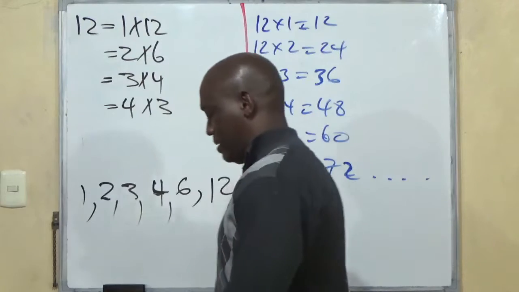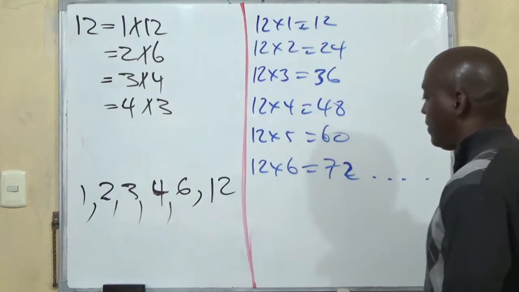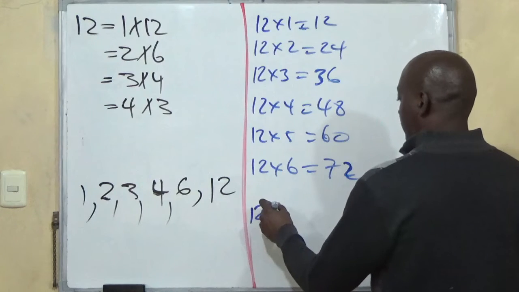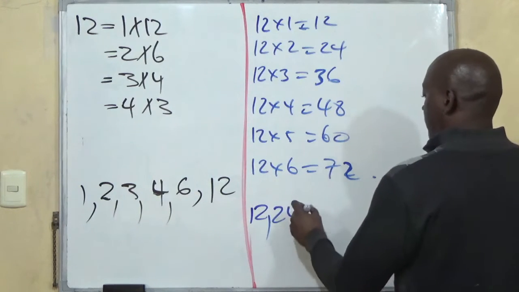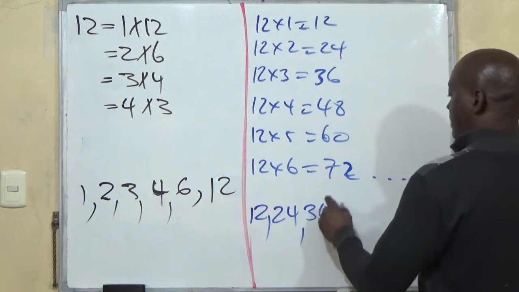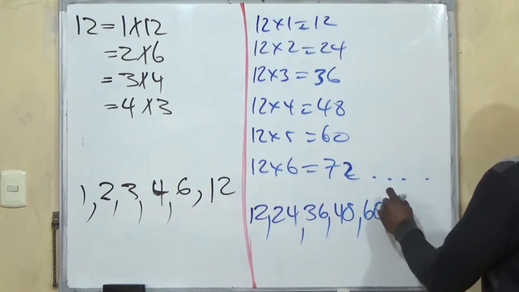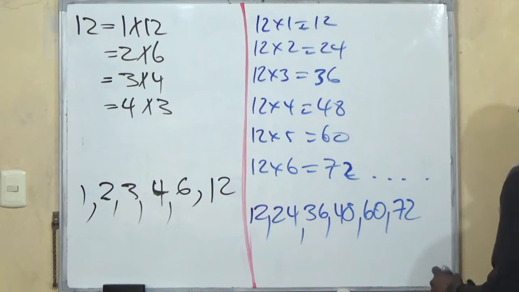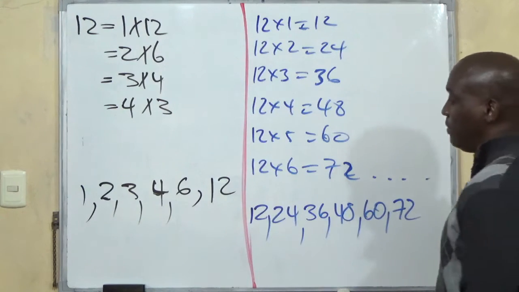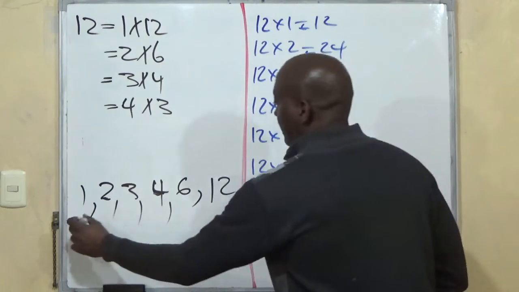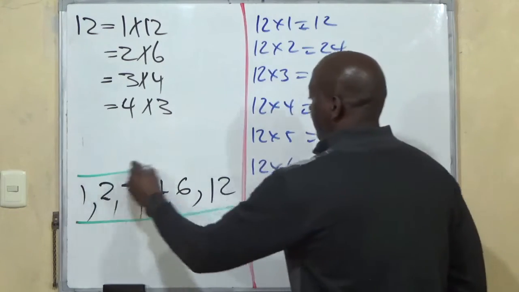So in other words, the multiples of 12 would be 12, 24, 36, 48, 60, and 72. So the factors of 12, look here. These are the factors.